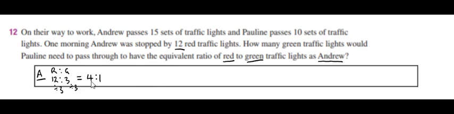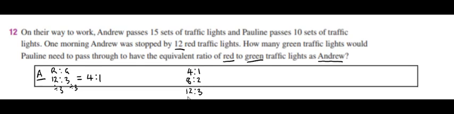Now that has to be the same ratio for Pauline, but she has 10 sets of traffic lights to pass through. So if we have this ratio 4 to 1, an equivalent ratio to that would be 8 to 2, or another equivalent one would be 12 to 3.